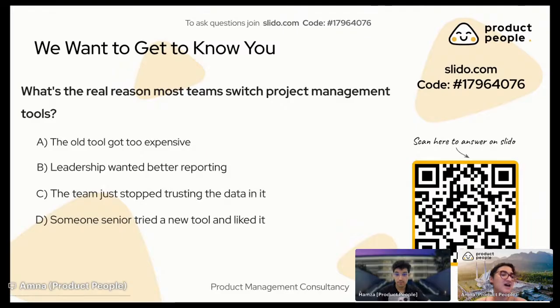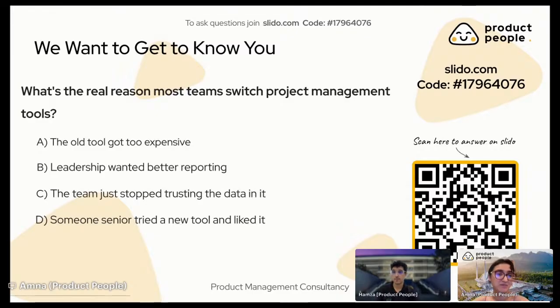So, for today, the icebreaker is, what's the real reason that most teams switch project management tools? The options are as follows. A, the old tool got too expensive. B, leadership wanted better reporting. C, the team just stopped trusting the data. Or D, someone senior tried a new tool and liked it. I'm going to give everybody a bit just to get onto Slido and make that vote, or let us know in the comments if you're logging in from anywhere else.